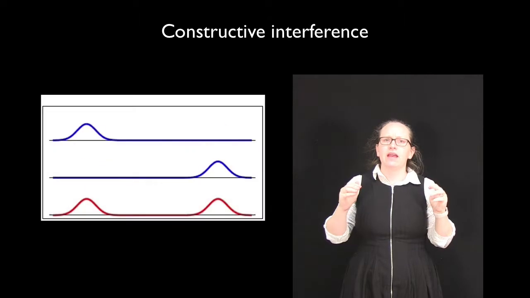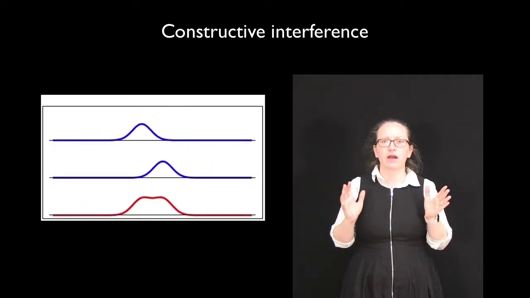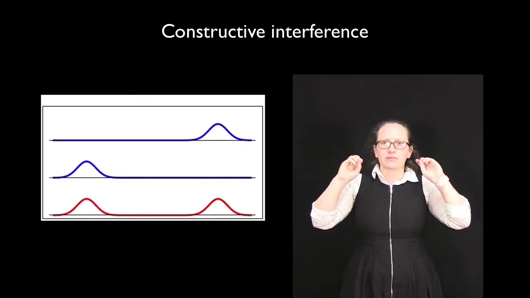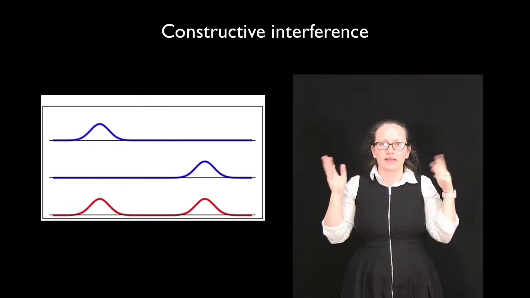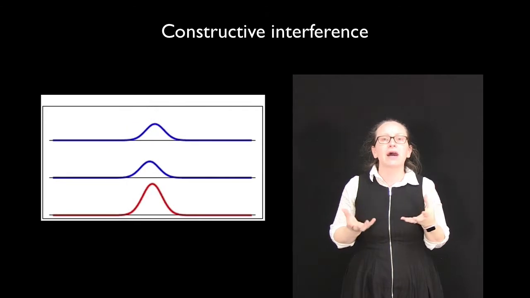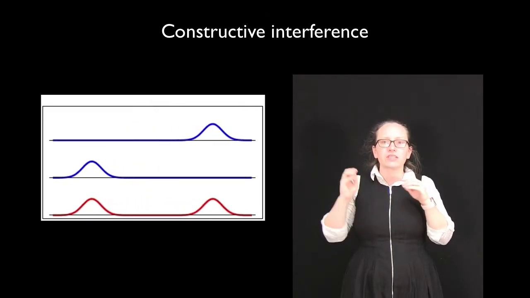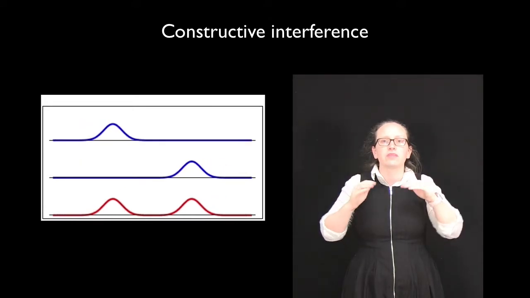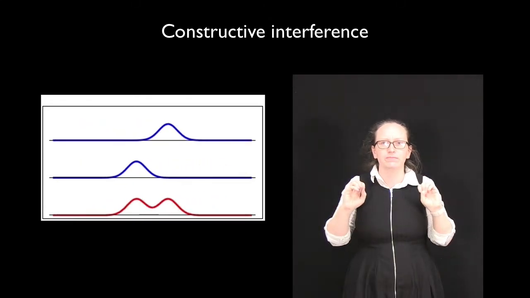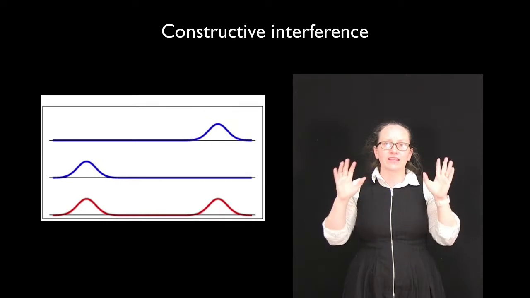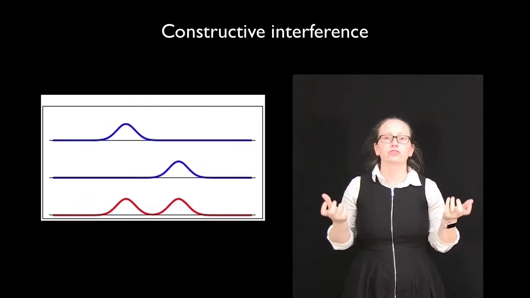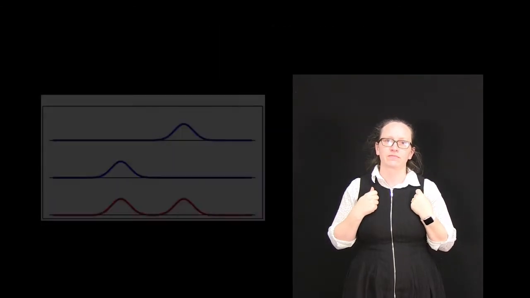So we can think of a few different situations. If we have two pulses travelling through our medium, and both these pulses have a positive displacement, positive amplitude at that time, then when they pass each other, the two pulses add together, as you can see in the little video, to give a pulse with a much greater amplitude. In this case, because they're adding together to give something with a greater amplitude, we call this constructive interference.